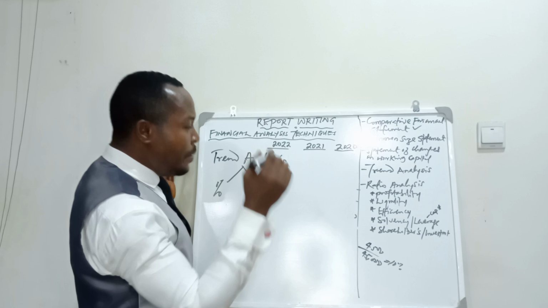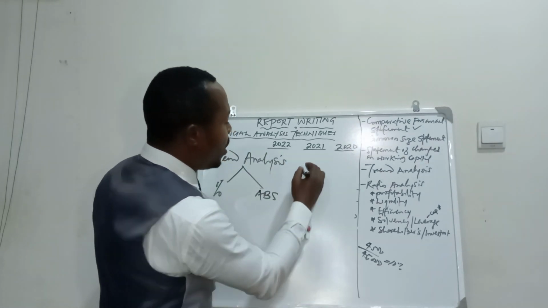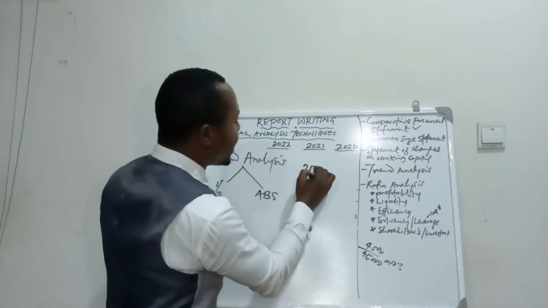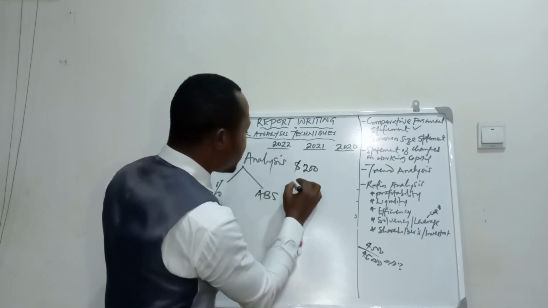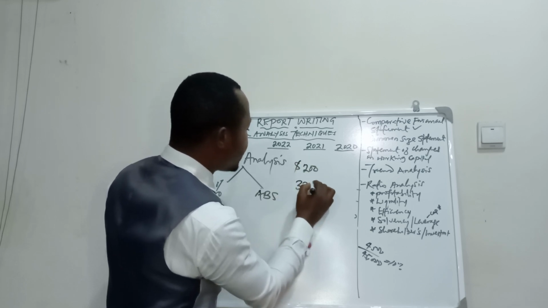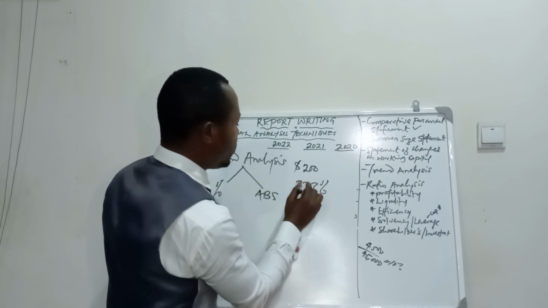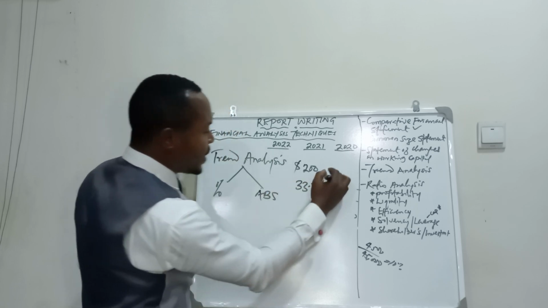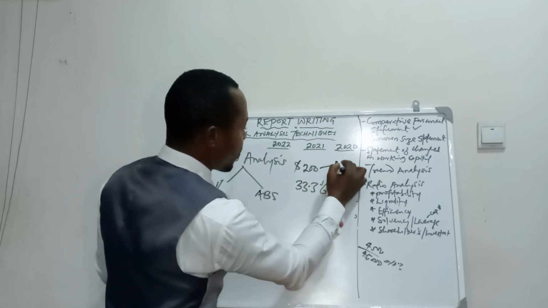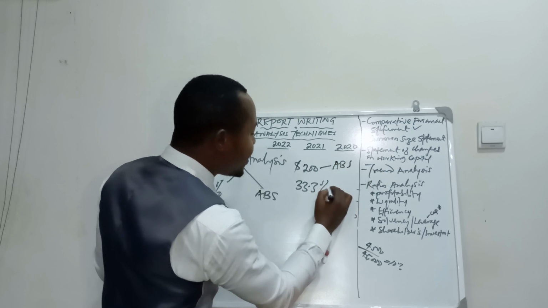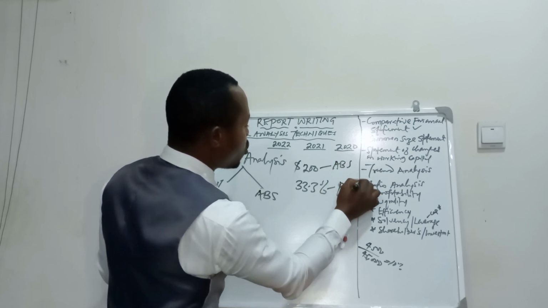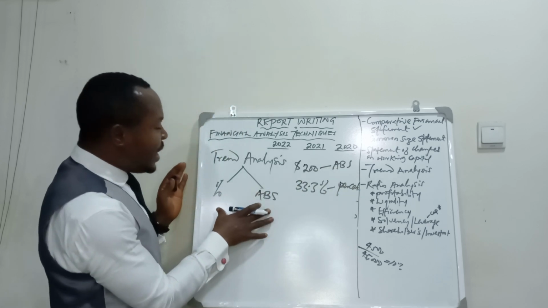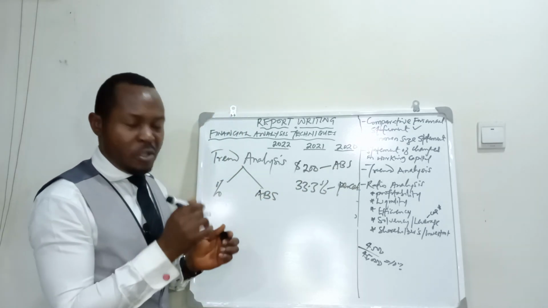And what does it mean? Remember the one we just computed now? We said the increment was $200. Is that correct? And the percentage was 33.3%. So this is the absolute figure, and this is the translation in terms of percentage. So these are the two results that trend analysis gives you.